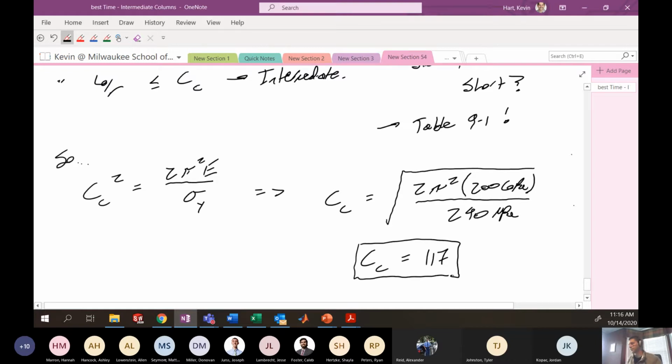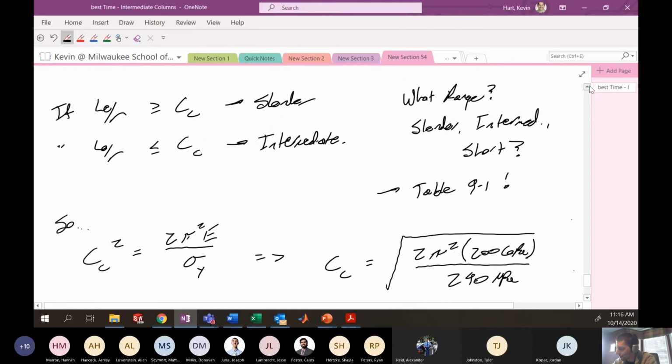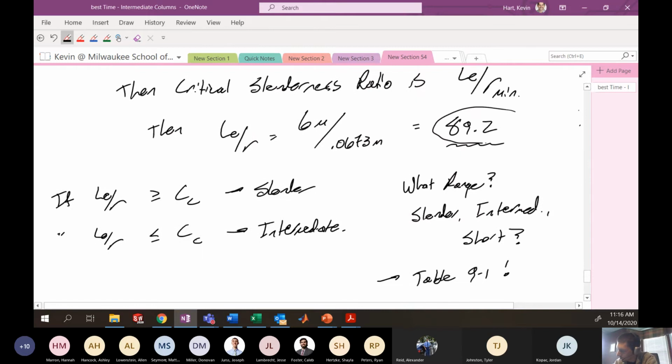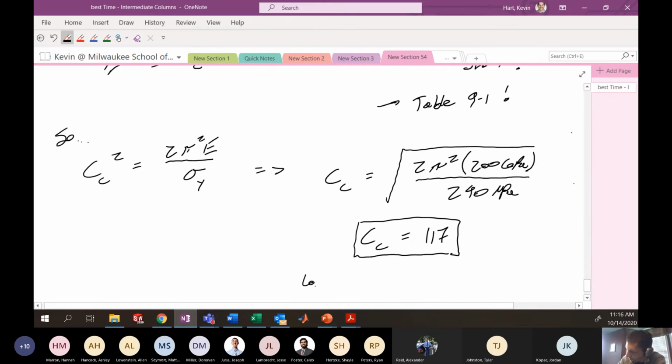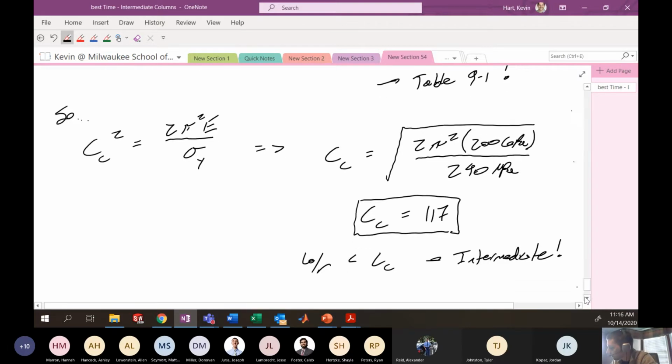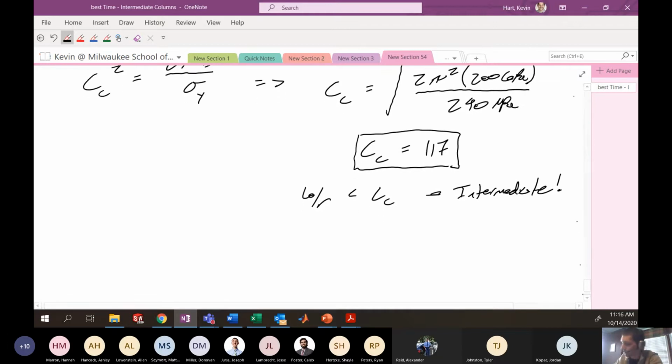All right, so we've got this threshold slenderness ratio of 117, and we see that our critical slenderness ratio for this problem is 89.2. After this calculation, we can see that in this situation, our actual slenderness ratio is going to be less than CC. So this means we're in the intermediate range. Okay, so now we're in the intermediate range. We know what equation we need to use to calculate the maximum allowable stress, and that again will come from 9-1.